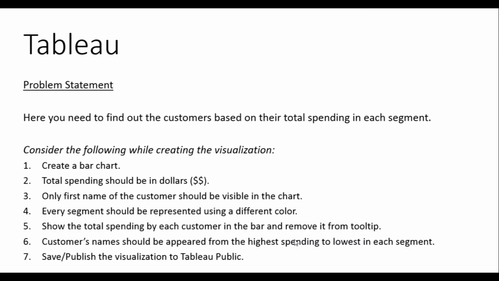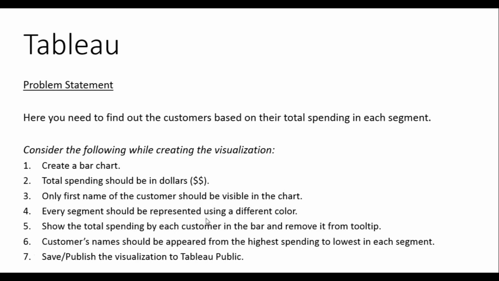Welcome all. In this tutorial we will do some formatting in our chart, and also try to complete few of the points here. So let's go through what we have done till now. Create a bar chart, yes, we have done. Total spending should be in dollars, no, that we have not done. It is not displayed in dollars right now. Only first name of the customer should be visible, yes, that we have done. Every segment should be represented, yes, that we have done. And show the total spending, okay, that we have not done.